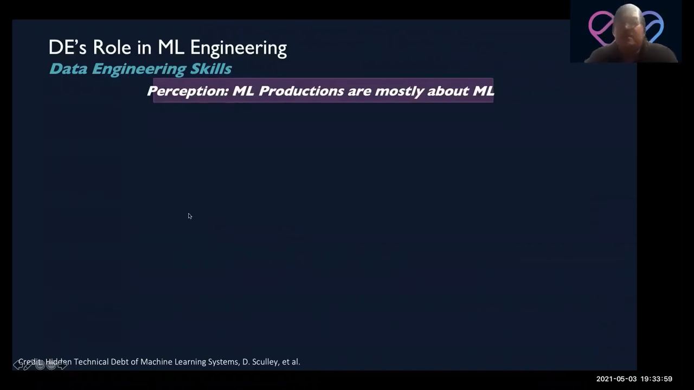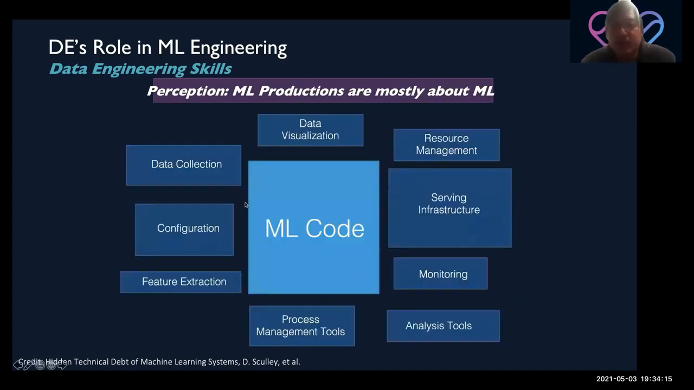Now, data engineers also sometimes play a role in machine learning engineering. So I think the perception here is that ML in production is mostly about machine learning, right? That's the common misunderstanding, because this is how data scientists think about machine learning. They think the machine learning code is the most important. But if we look at the entire ecosystem, everything you're trying to build, you need to collect data, right? Infrastructure side, you need to do all the configuration, right?